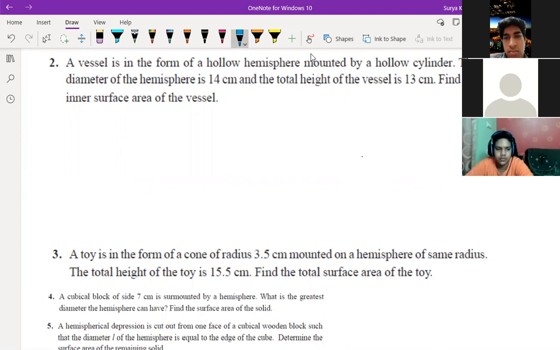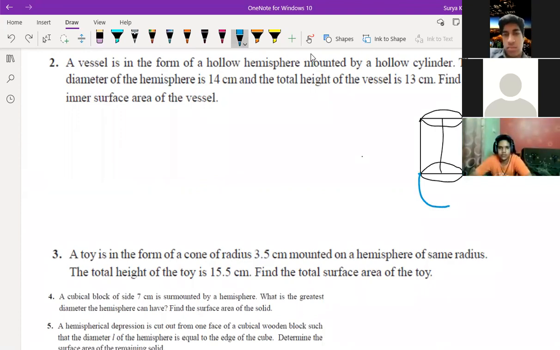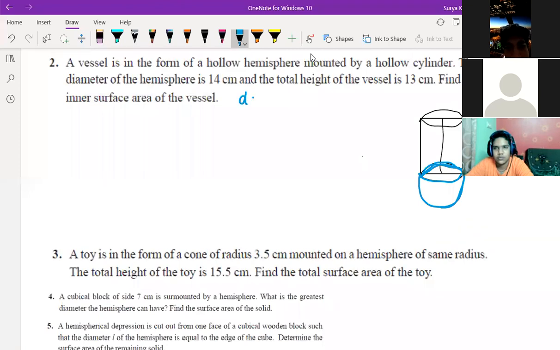See, the vessel is in the form of a hollow hemisphere. This is the vessel. See, down is the vessel. This is the hemisphere, okay? The hemispherical vessel is there, and on this one a cylinder is mounted on the hemisphere. The diameter of the hemisphere is 14 centimeter. So we can find the radius. The radius we can write as 14 by 2, that is 7 centimeter.